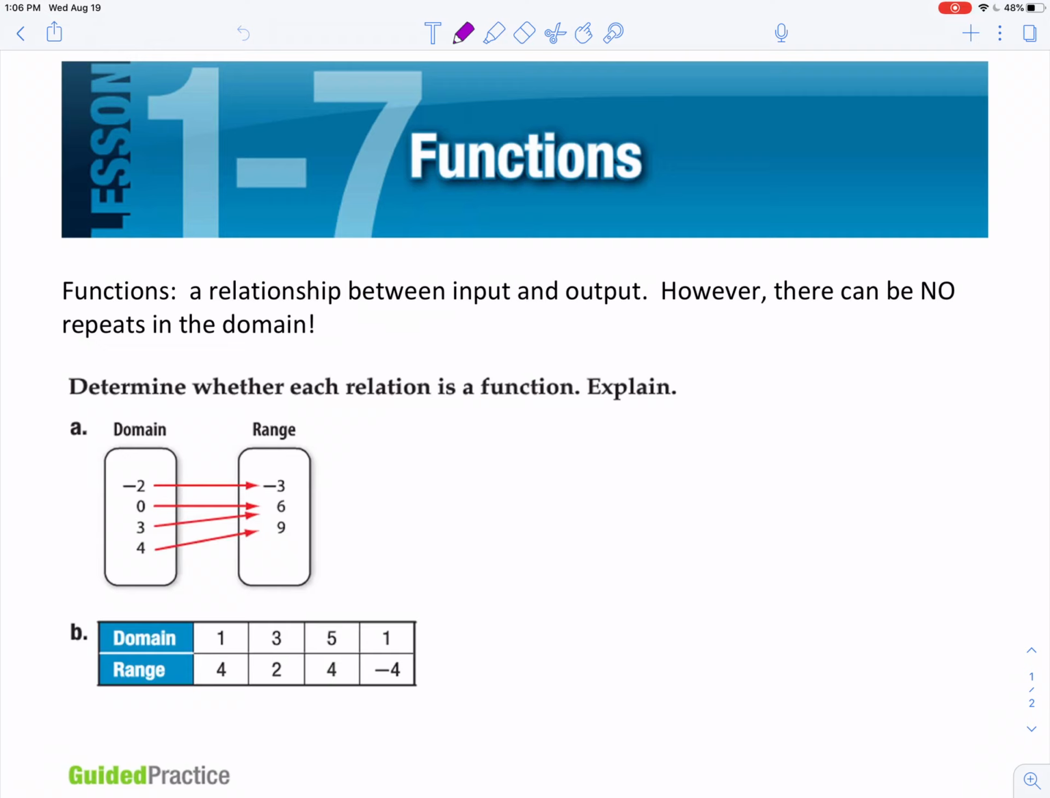So you'll see here on A, I have a mapping like yesterday. A function means, if it's a function, it means that there can be no repeats in the domain. And remember, domain was the x values. Okay, no repeats in the x values. Every input, which would be x, should have exactly one output.